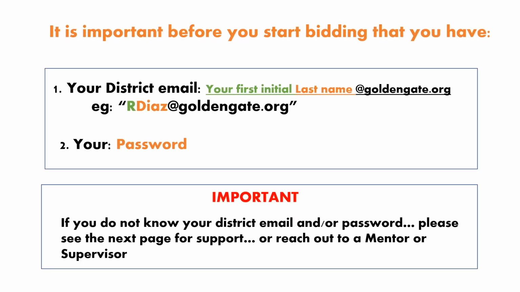First things first, it's important before we start bidding that you have your district email, which is your first initial, last name at goldengate.org, and your password. If you do not know your district email and or password, please see the next page for support or reach out to a mentor or supervisor.